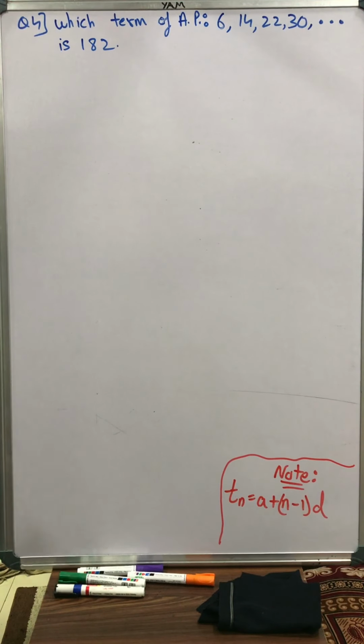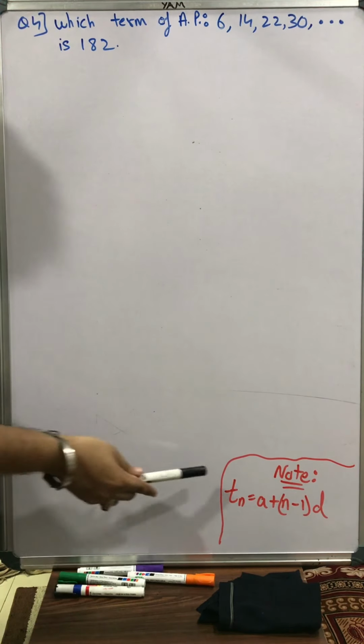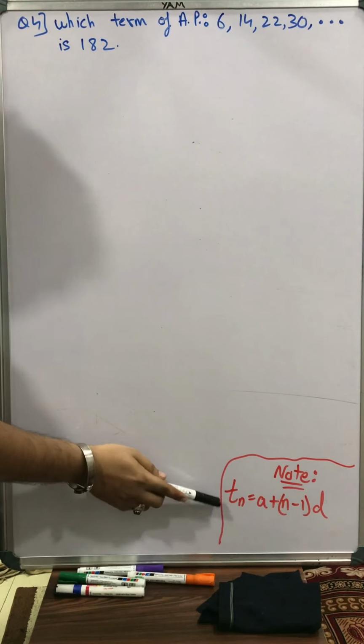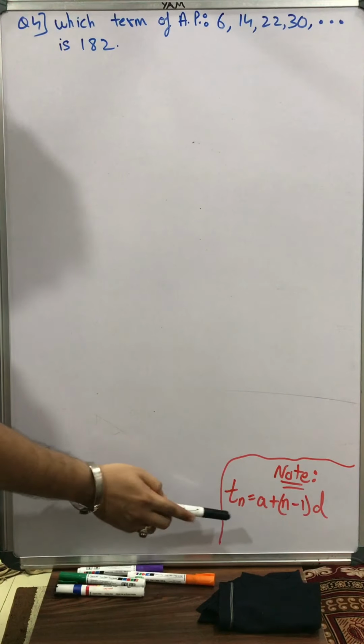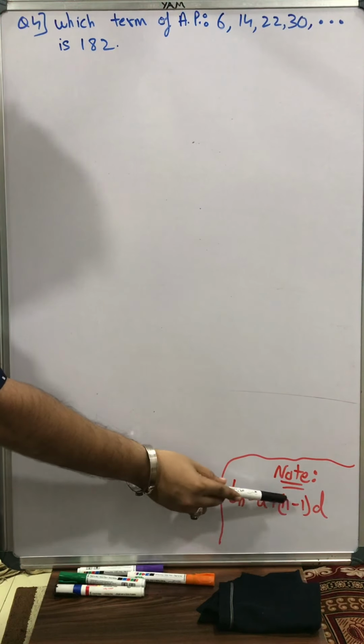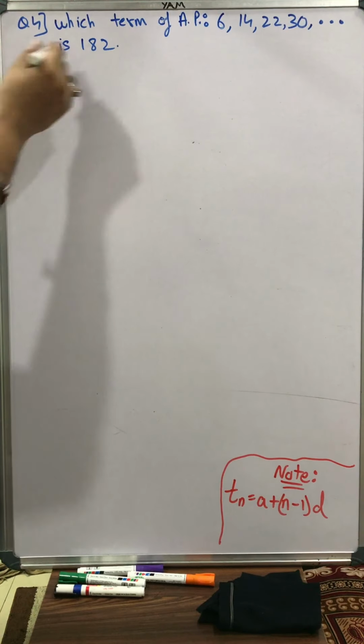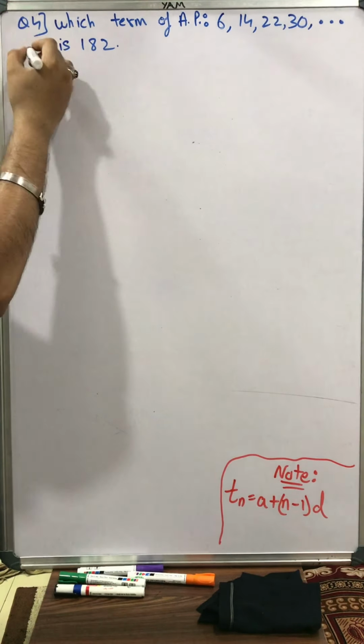Okay, so considering that you have watched already my first video, Tn is equal to a plus (n minus 1) into d. Please note, Tn means the nth term, a means the first term, and d is the what? Common difference. Okay, now let's start this question. Solution.